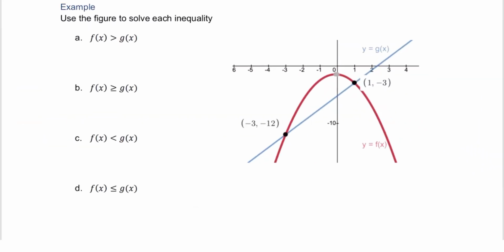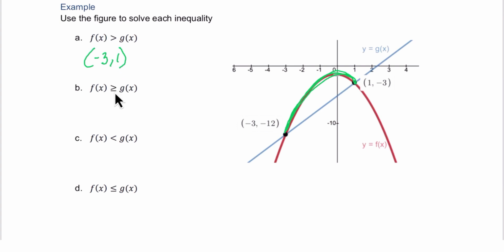In this example, we start by asking where is f greater than g? In other words, where is f above the g function? That's going to be in this region. Again, f is the red quadratic. So in terms of x values, we're going from negative 3 to positive 1. We use parentheses because we're not including those endpoints due to the strict inequality.